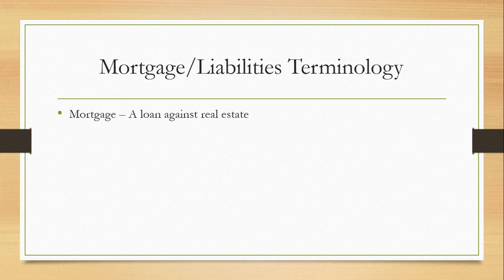Mortgage. A mortgage is a loan against real estate. Principal is the amount you actually borrowed. So like in our previous example, the $10,000 for the car, that was the principal amount borrowed.